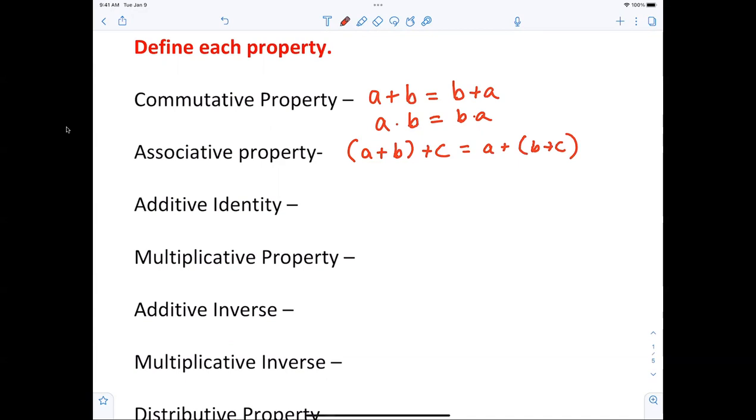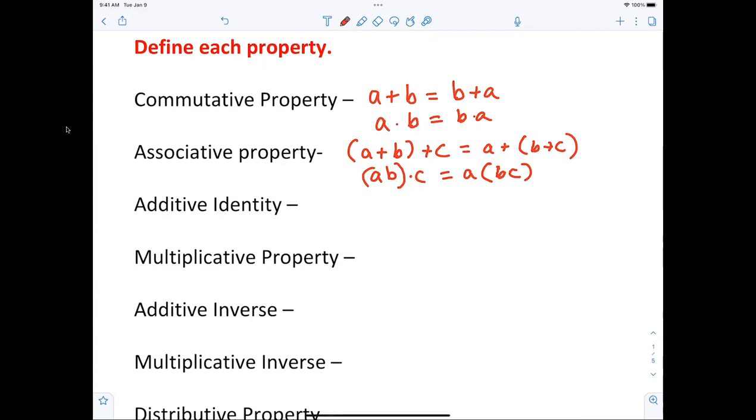Again, you should have been writing (AB) times C is equal to A times (BC). Now notice the associative property. Is the order in which you list the variables the same? And that would be a yes. A, B, C, A, B, C. They're in the same exact order. Does everybody agree with that?